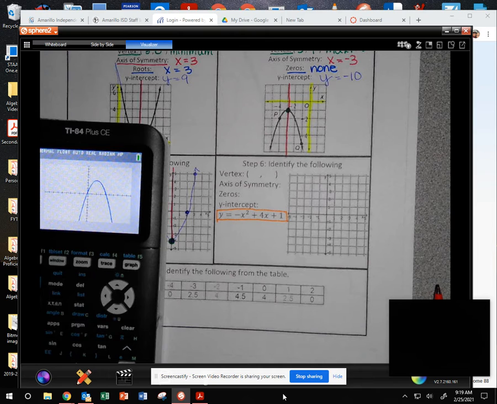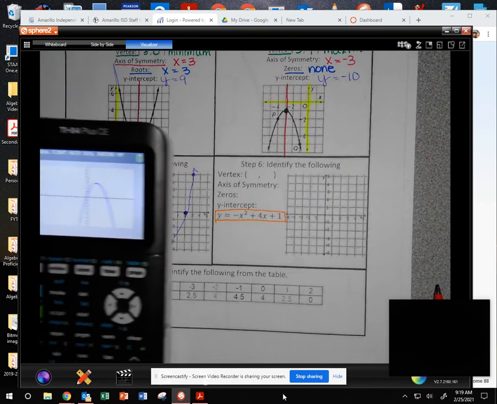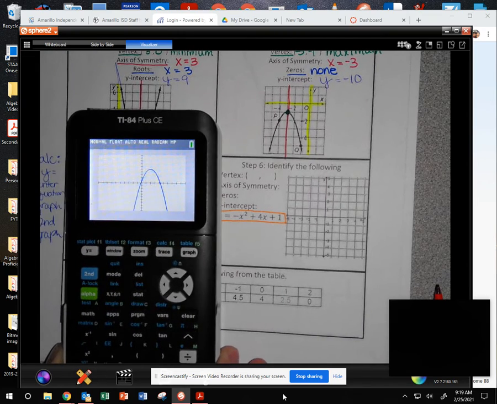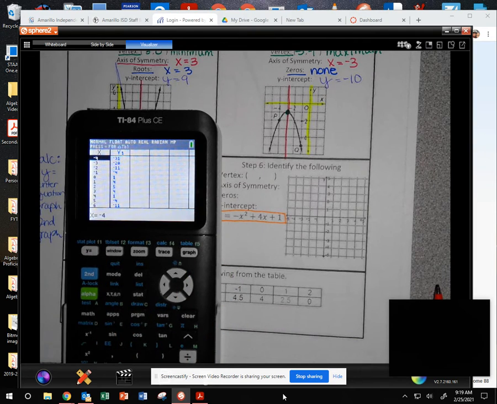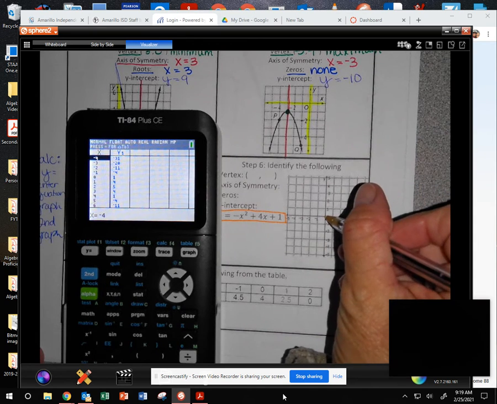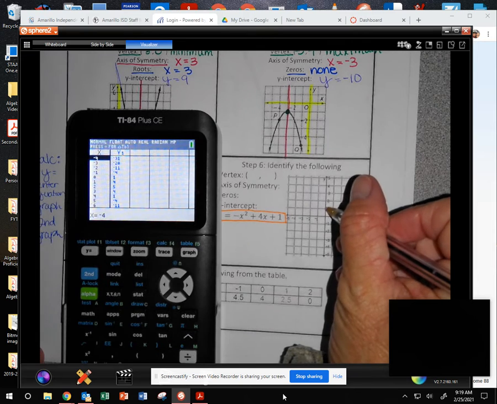Notice how my parabola opens down. So this means I'm going to have a maximum point. Now I'm going to go ahead and do the table on this one. So to do the table, we would do second and graph. If I'm looking at this table, the only thing I see right now is when x is 0 and y is another number, I can see my y-intercept. So I'm going to go ahead and graph 0, 1.